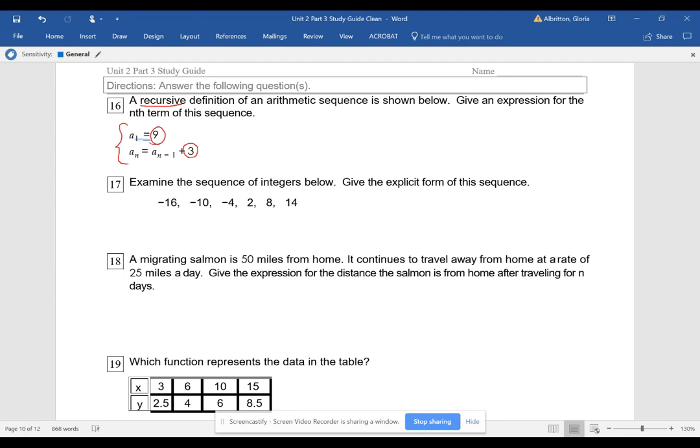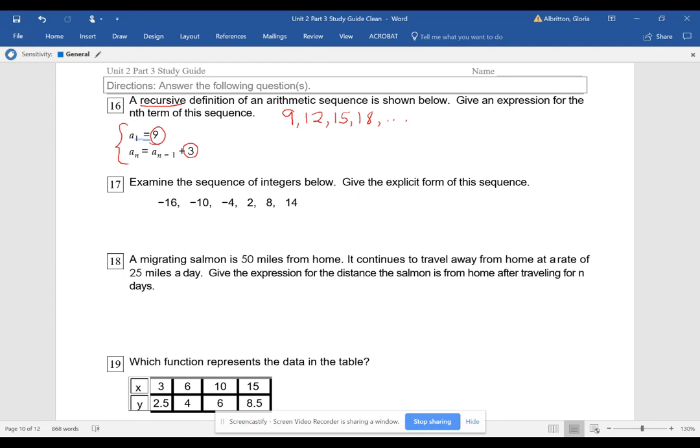Now with that information, I could list some of the terms if I wanted to. If it starts with 9 and it goes up by 3, that means I'll have 12, 15, 18, and so on and so forth. So the sequence looks like this.